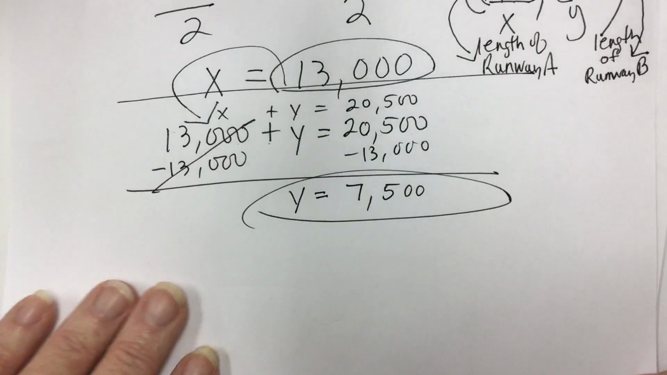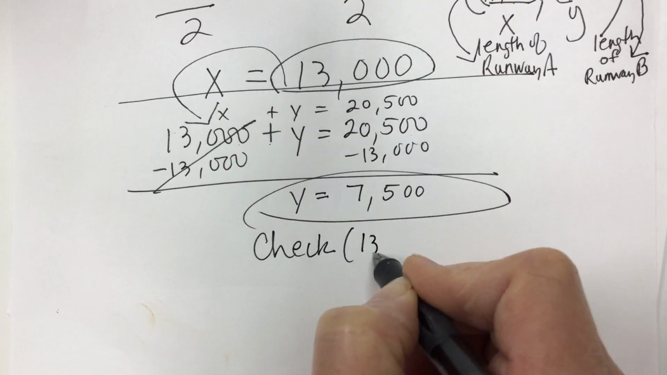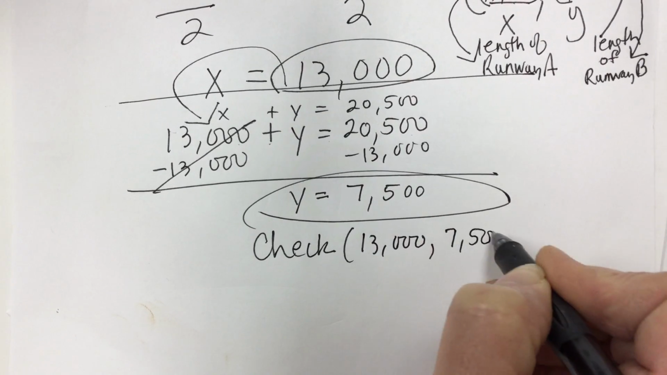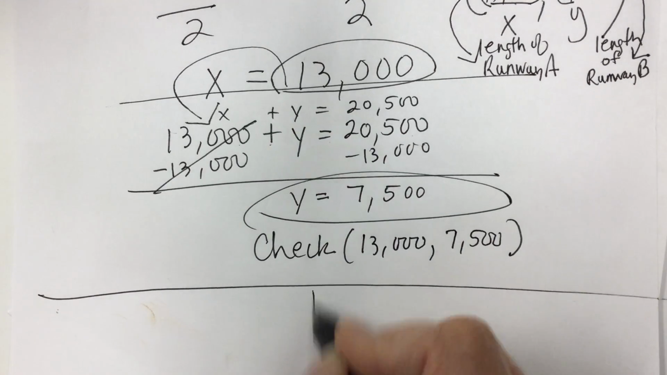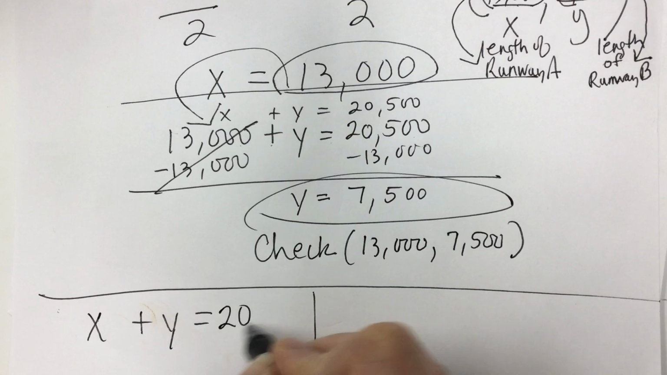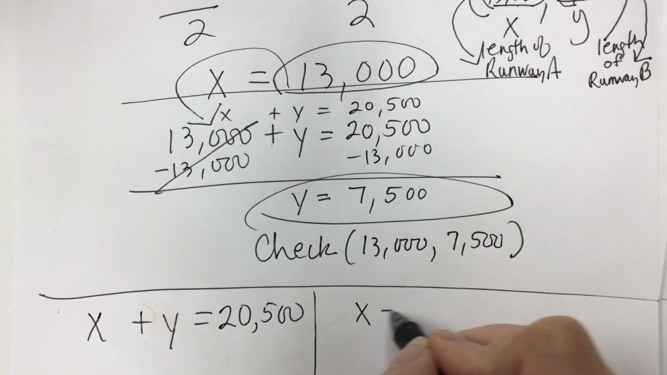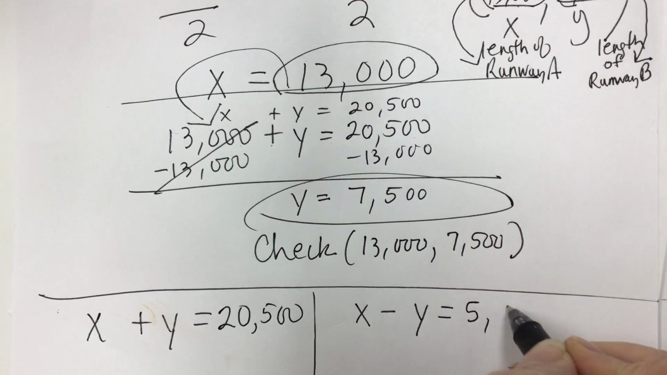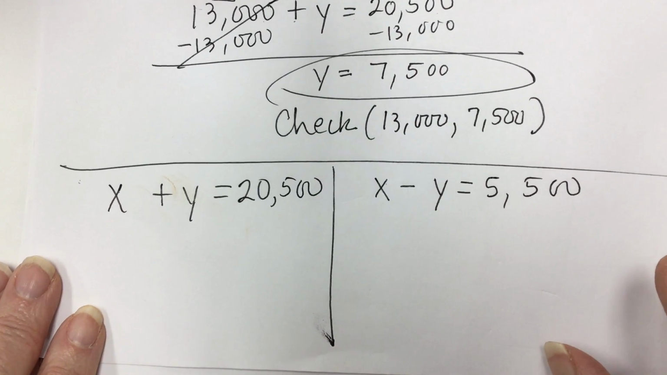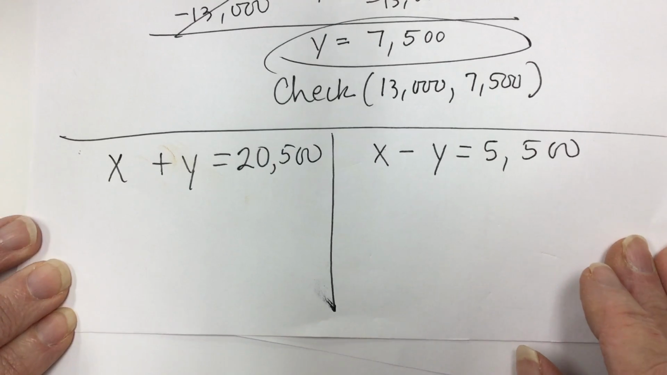And we also need to check this. Remember, we must check. We must take our answer that we found, 13,000 and 7,500, and substitute it back into the original two equations: x plus y equals 20,500, and x minus y equals 5,500. Those are our two original equations. So let's see if our answers satisfy those two original equations.